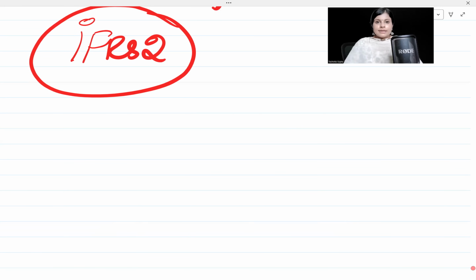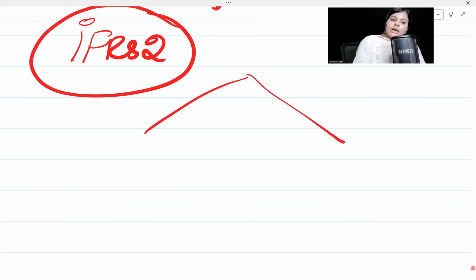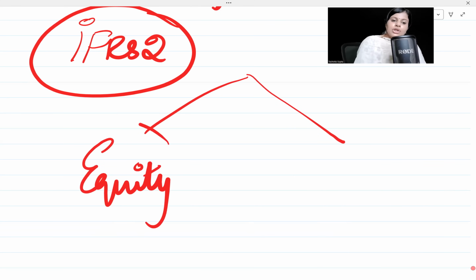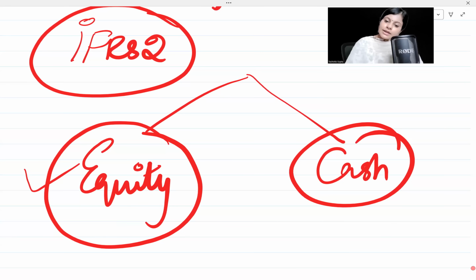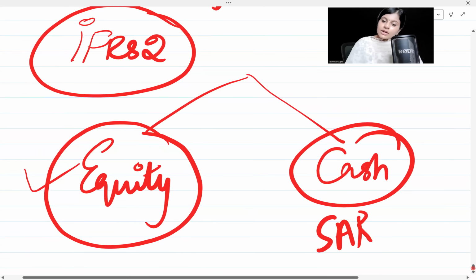So IFRS 2, guys, share-based payment. There are two types of share-based payments. One is your equity settled share-based payment. So when you give share options to your employees, that is equity settled share-based payment as part of your package. Cash settled share-based payment is when you give share appreciation rights. So the employees are going to get money, they are going to get cash based upon how much the value of the SAR has changed.